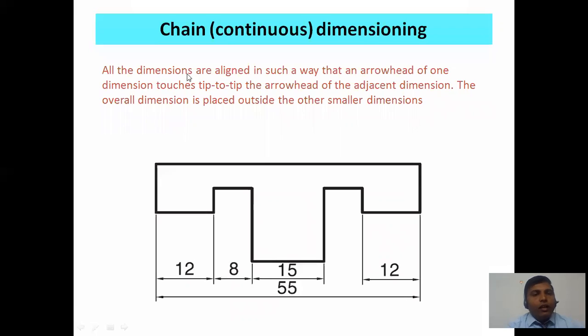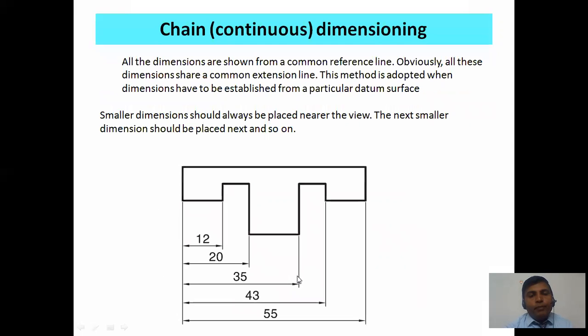So if you see, all dimensions are aligned in such a way that the arrowhead of the dimension is tip to tip with the arrowhead on the adjacent dimension, and the overall dimension is placed outside the other smaller dimensions. So always show the smaller dimensions inside and the larger dimension outside the view, and there should be a spacing of a maximum of 10 to 15 mm between the two dimension lines. So these are 12, 8, 15.